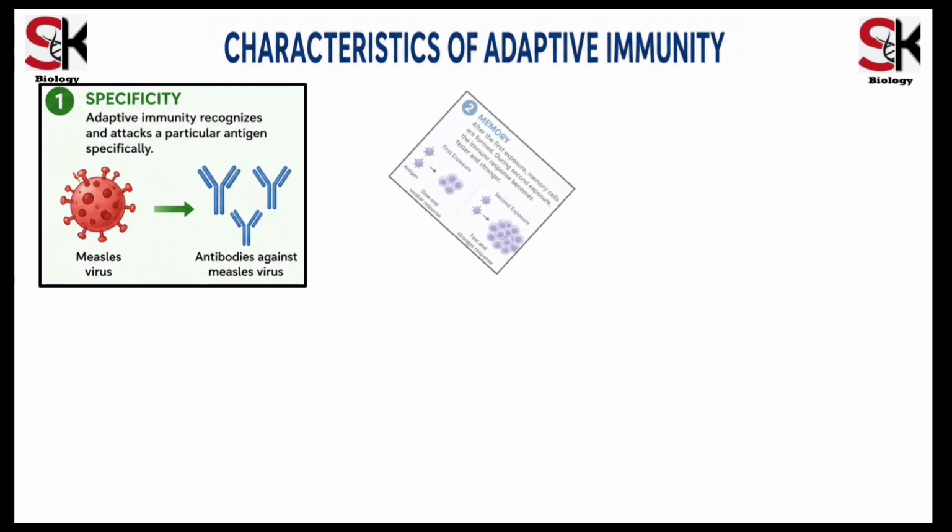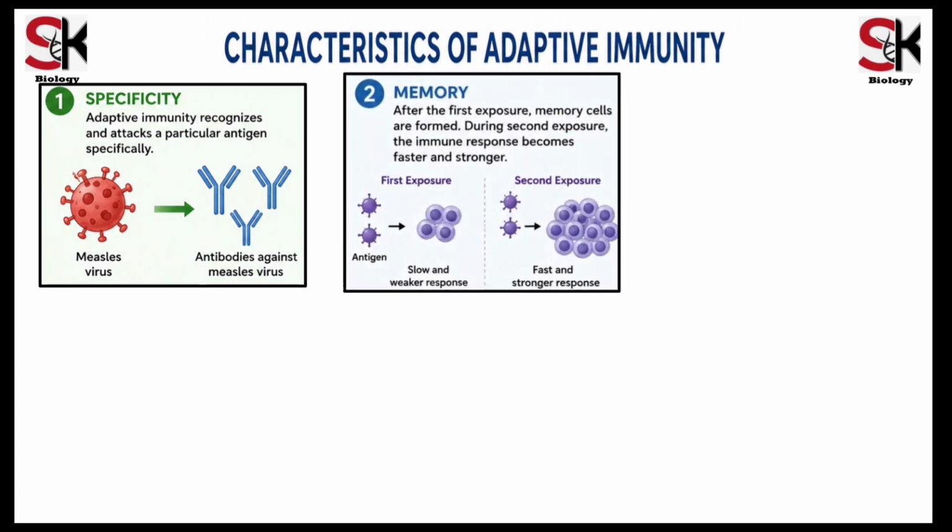Second characteristic is memory. After the first exposure of pathogen, memory cells are formed. During second exposure, the immune response becomes faster and stronger. So, at the first exposure, response is weak and slow. But at the second exposure, due to memory, the response becomes fast and stronger.